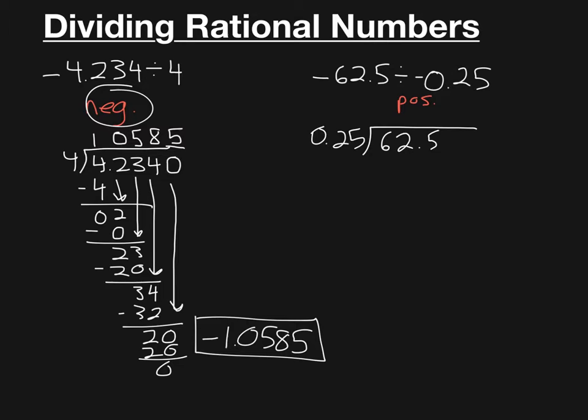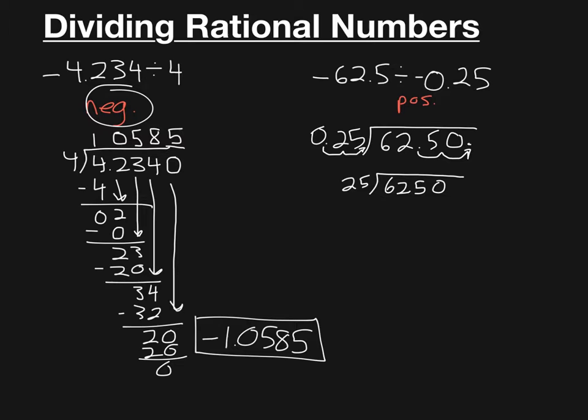So what I can do here is I'm going to move this decimal 2 places, and I'm going to do the same thing with this decimal, 1, 2, to make sure that I keep them the same. So now I have this decimal right here at the end, and I have this decimal here too. So my problem now is 25 on the outside and 6250 on the inside because I moved each decimal 2 places to the right.